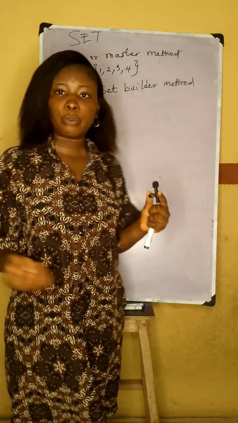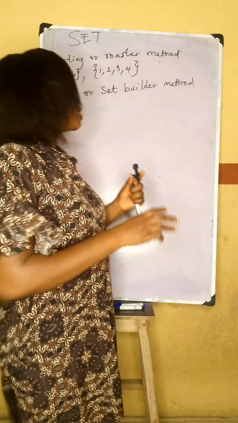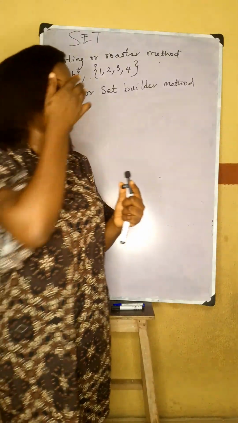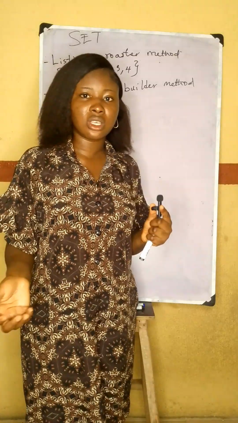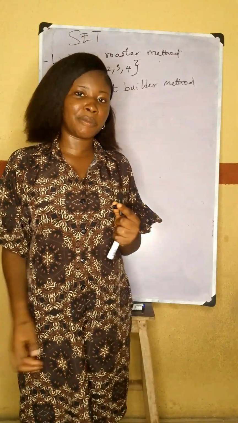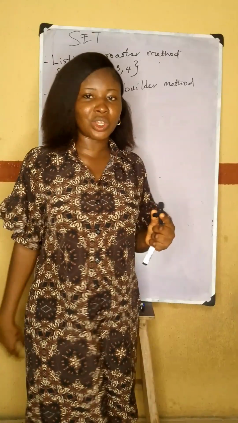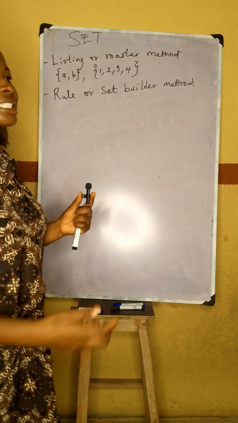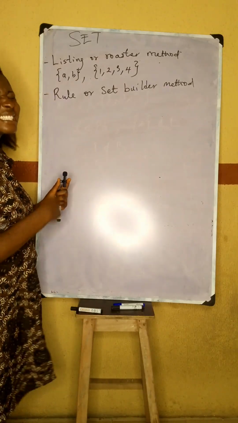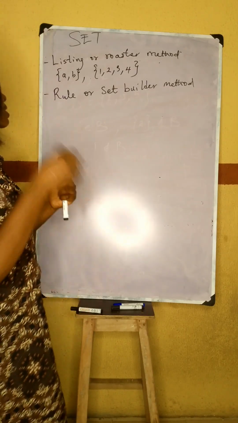Now I said this before, mathematicians, we don't like theories. We don't like something that is too long. So most times we like using codes a lot. You can say mathematicians are lazy people. We don't like stress. We don't like having to write things so much. So instead of me listing all the members, I will just use a rule. I will just use set builders.